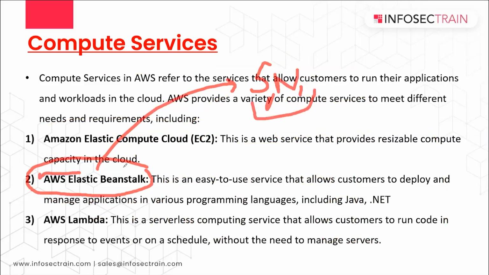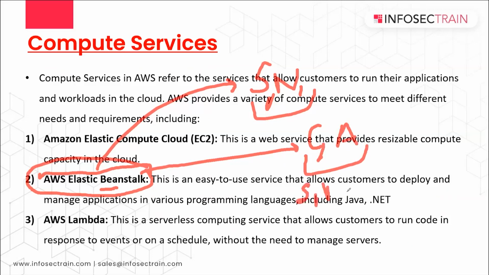In AWS Elastic Beanstalk, what really happens is that you only focus upon your code. That's it. You only focus upon your code as well as upon your application. The rest of the things, like the storage, the network, the services, the operating system, if there is any kind of vulnerability present in the operating system, the patching of the operating system, if there's any kind of bug, all of these things are the headache of the cloud service provider.